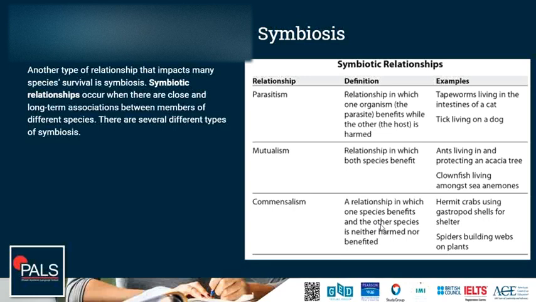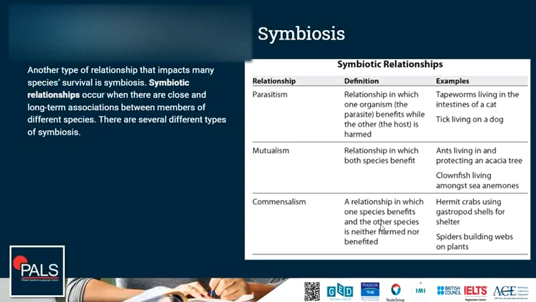Another type of relationship that impacts many species' survival is symbiosis. Symbiotic relationships occur when there are close and long-term associations between members of different species. These symbiotic relationships usually evolve over long periods of time by coevolution. There are three different types of symbiosis that we will have a look at here.